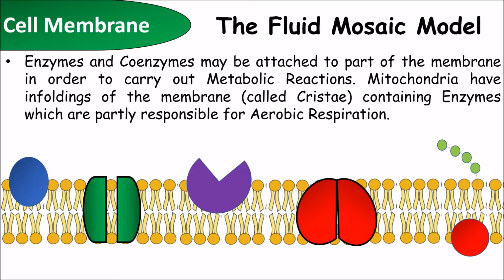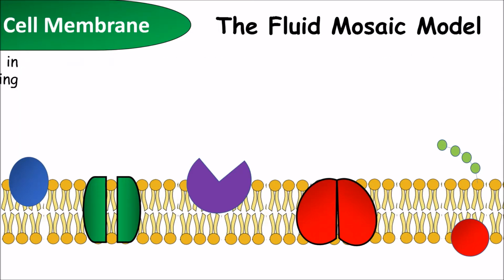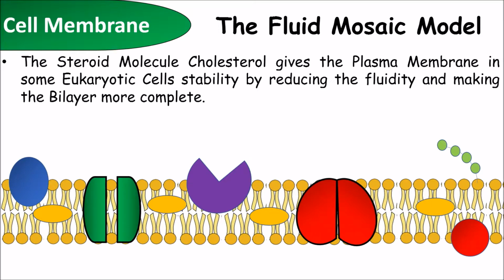Enzymes and coenzymes may be attached to parts of the membrane in order to carry out metabolic reactions. Mitochondria have infolds of the membrane called cristae containing enzymes which are partly responsible for aerobic respiration. Steroid molecules or cholesterol give the plasma membrane in some eukaryotic cells stability by reducing the fluidity and making the bilayer more complete.